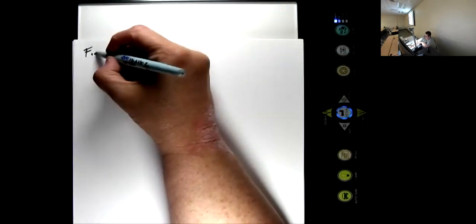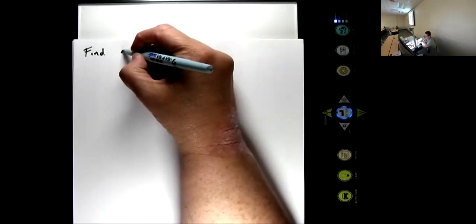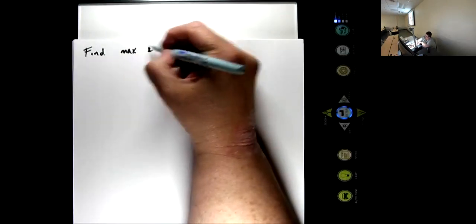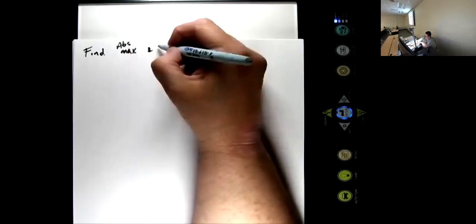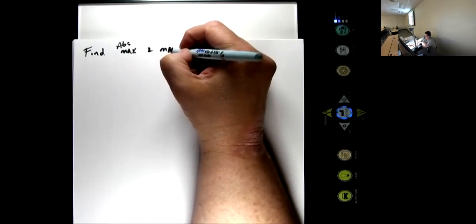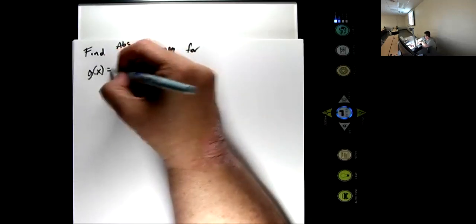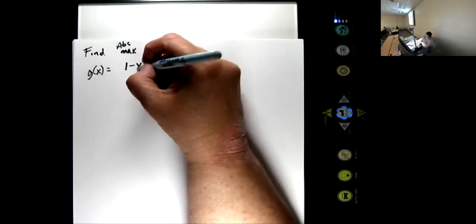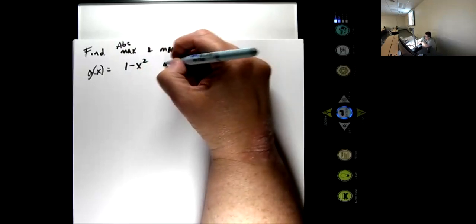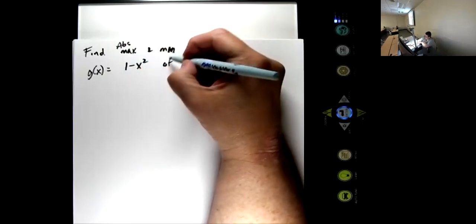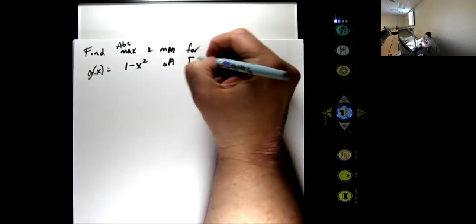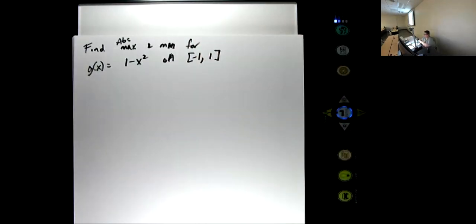Let's give it to you. Find the absolute max and min for g of x equals 1 minus x squared on [-1, 1]. Take a few minutes, figure that out.